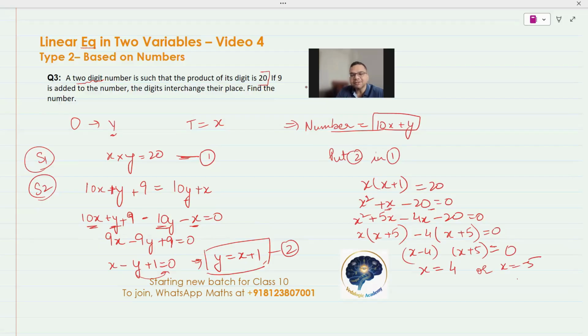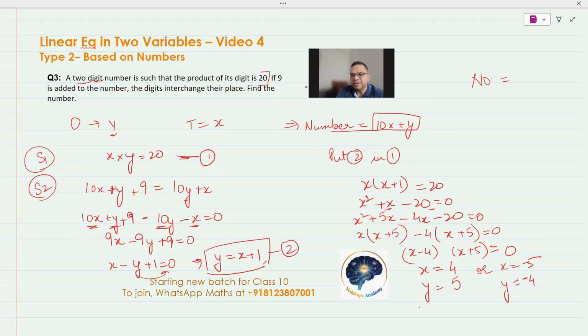So we know that it's a two-digit number, and it can't be minus 5. Okay, let's see. So y becomes 4, y is x plus 1, right? From equation 2. So y becomes 5. And here y becomes minus 5 plus 1, that becomes minus 4, right?